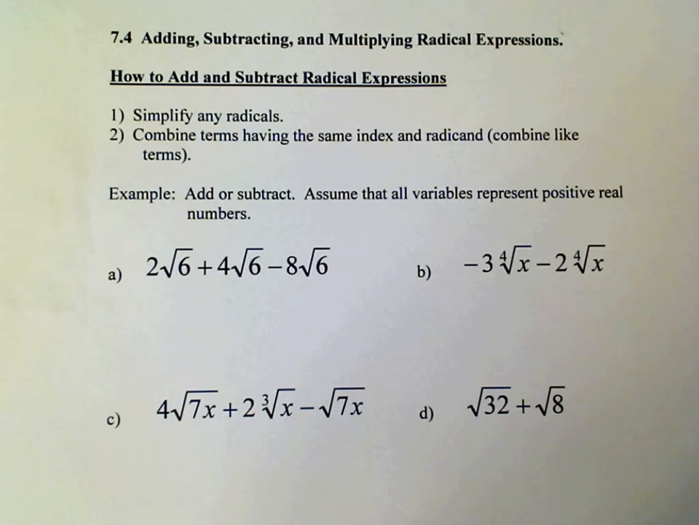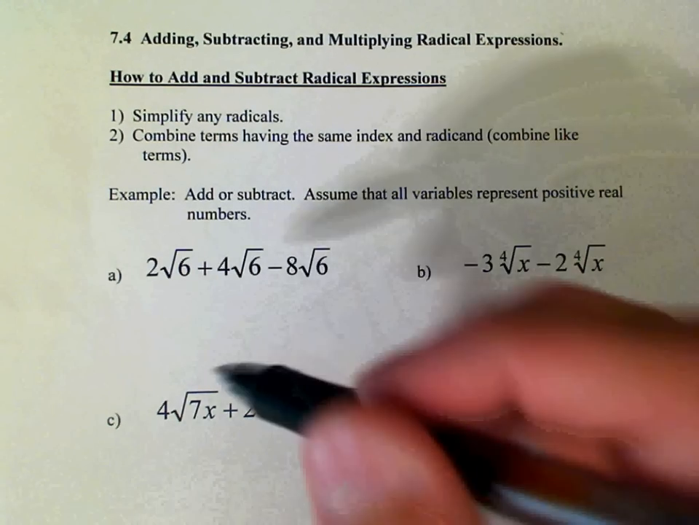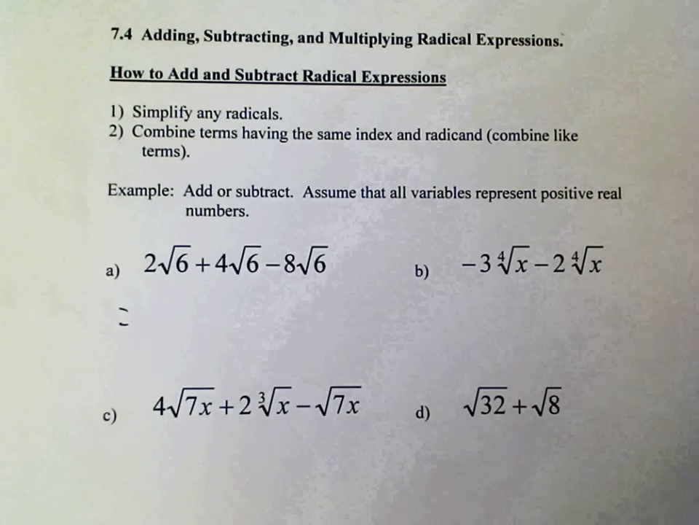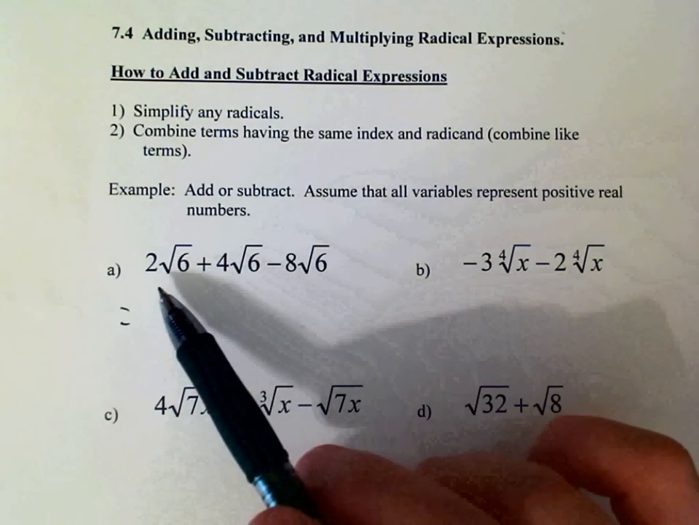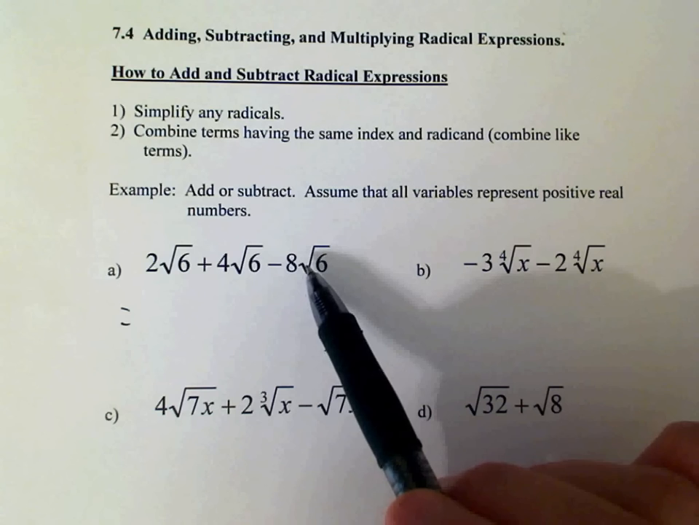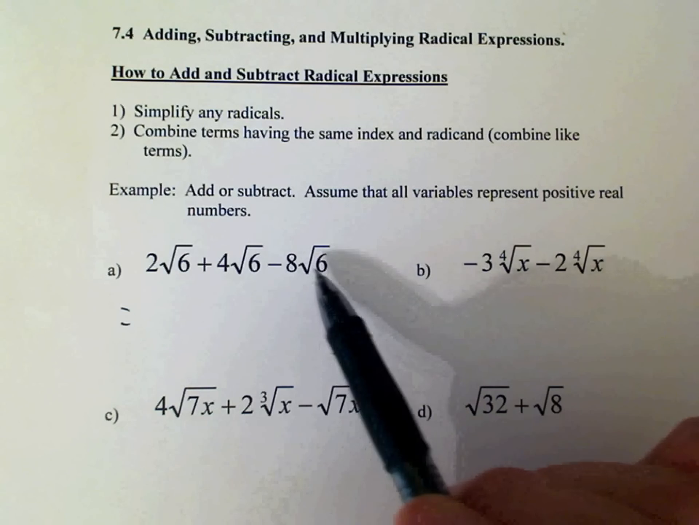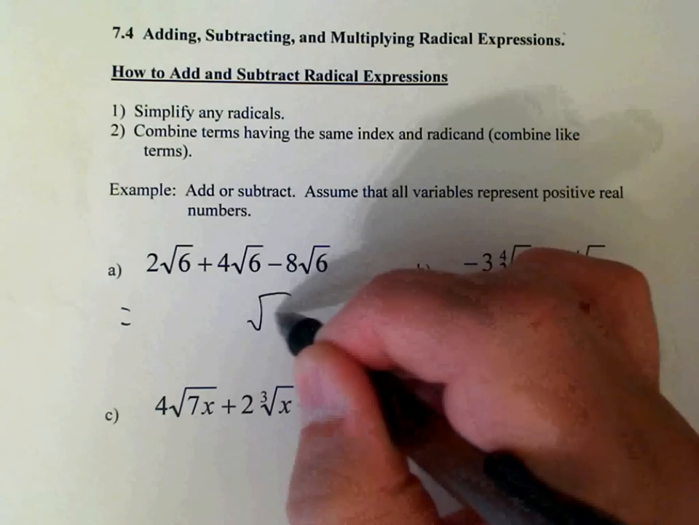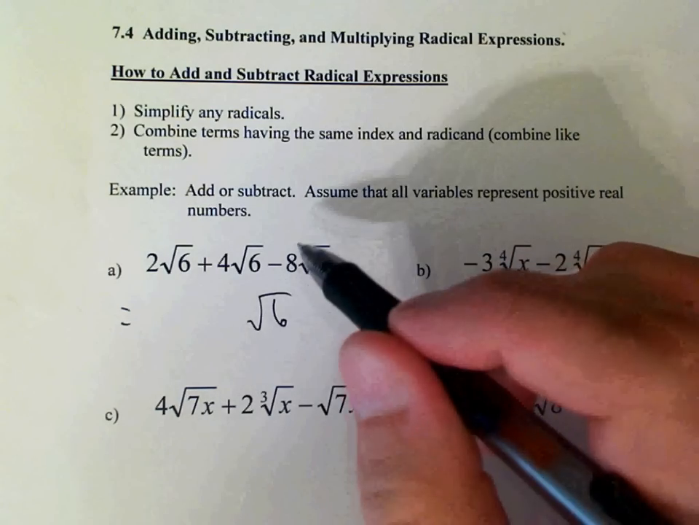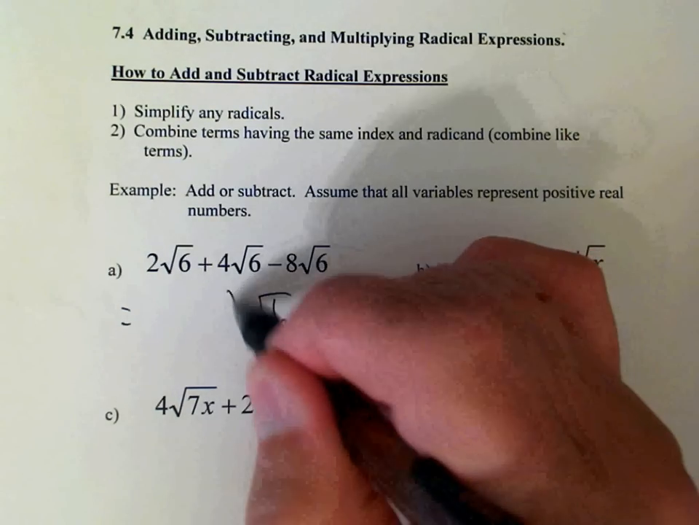Here we go. Just give you an example. When you see the examples, you'll see how this is done. This isn't that bad, so don't make it bad. When you look at part A, you'll notice that all of these have the exact same radical, same square root, same radicand. They all have square root of 6. It's as if they all have an x.